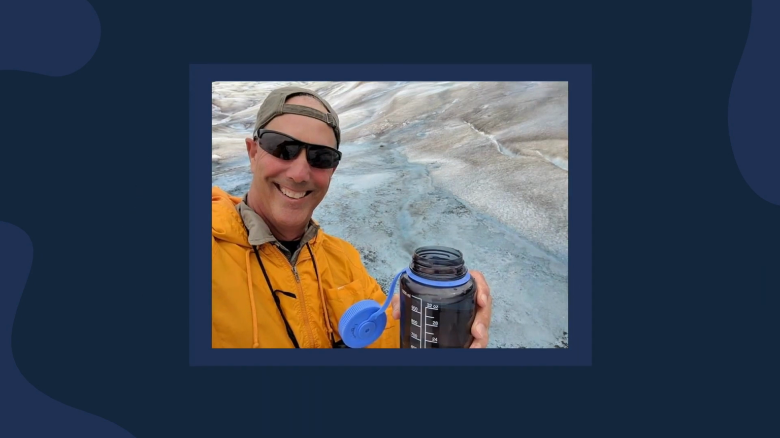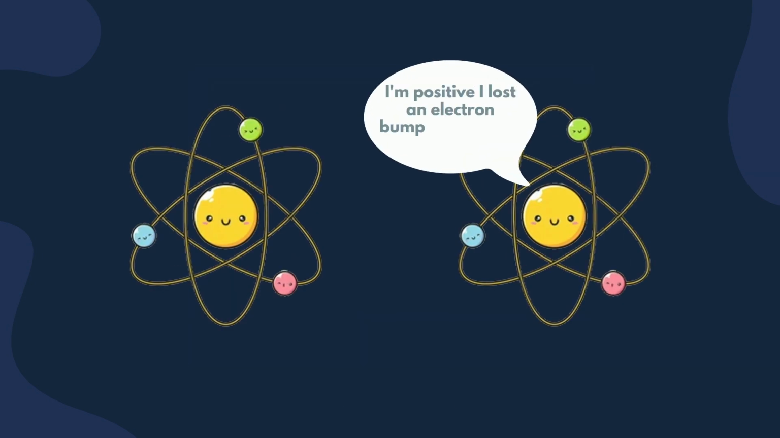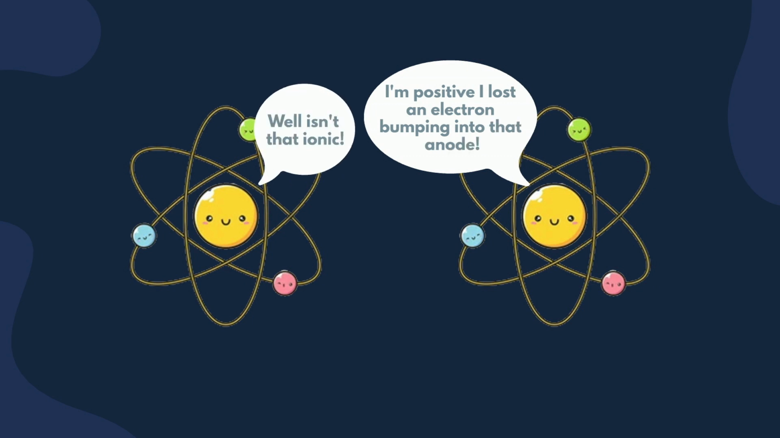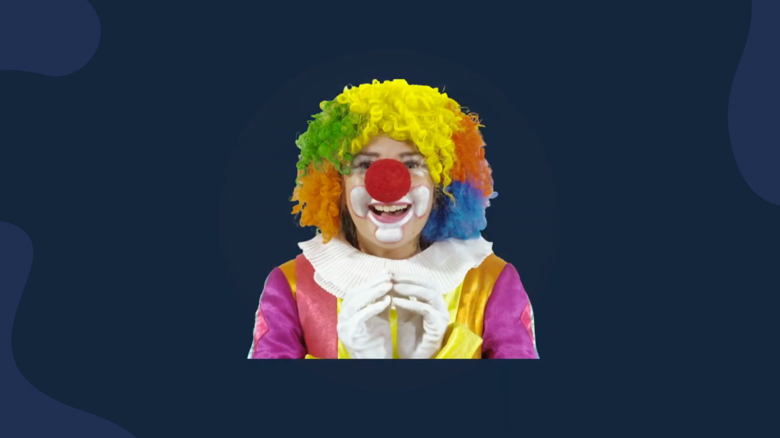That's enough for ionic solids for now, though. As Mr. Mack would say, now is a great time for a clever chemistry joke. Two atoms are walking together, and one says, "I'm positive I lost an electron bumping into that anode." The other responds, "Well, isn't that ionic?" Get it? Ionic instead of ironic? Okay, we're sorry. But if you did laugh at that, though, you have a very broken sense of humor, and I'm deeply concerned about your sanity.